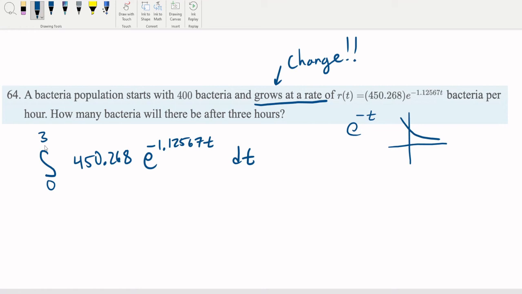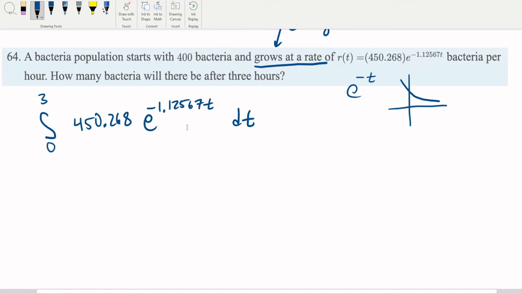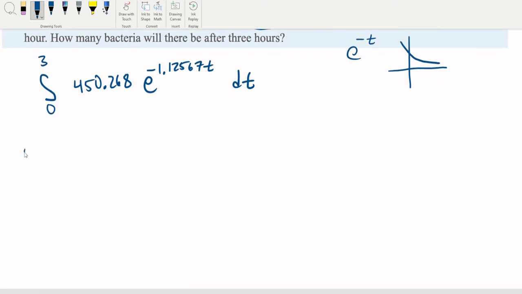Awesome. We got this. So you've got to make the connection. Change. If we know change, this is the 5.4 idea, we can use an integral to add up, in a sense, all of that change to see what will happen. So let's go through and do this. First things first, let's just move this number out here. Integral from 0 to 3, e to the negative 1.12567 t dt.